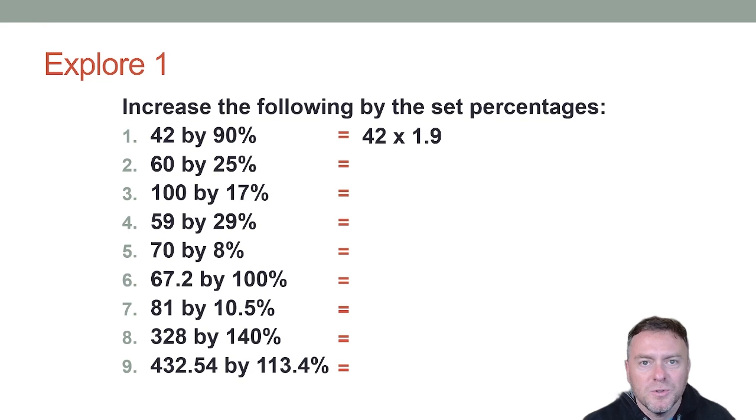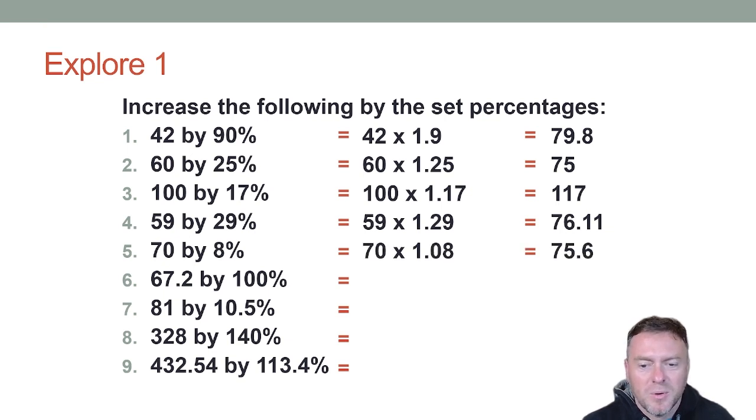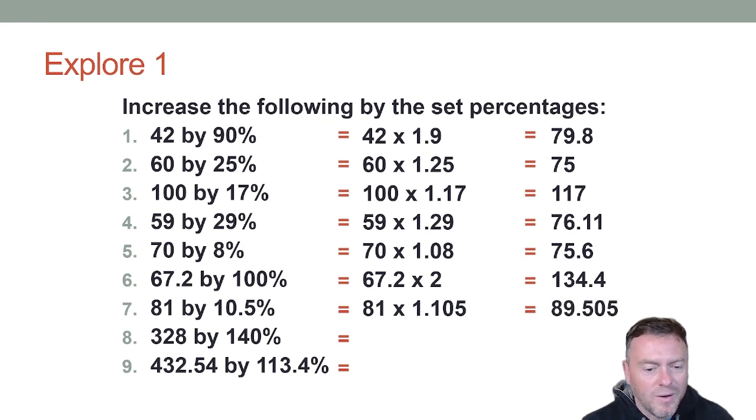So the first one, 42, and we're not just times it by 0.9, we're times it by 1.9 because we're increasing it by 90%, and we get 79.8. We increase 60 by 25%, so we times it by 1.25, and we get 75. We increase 100 by 17%, and we get 117. 59 by 29%, and we get 76.11. 70 by 8%, so we times by 1.08, we get 75.6. 67.2 by 2, because it's going to be 100%, you get 134.4. 81 by 10.5, and you get 89.505.